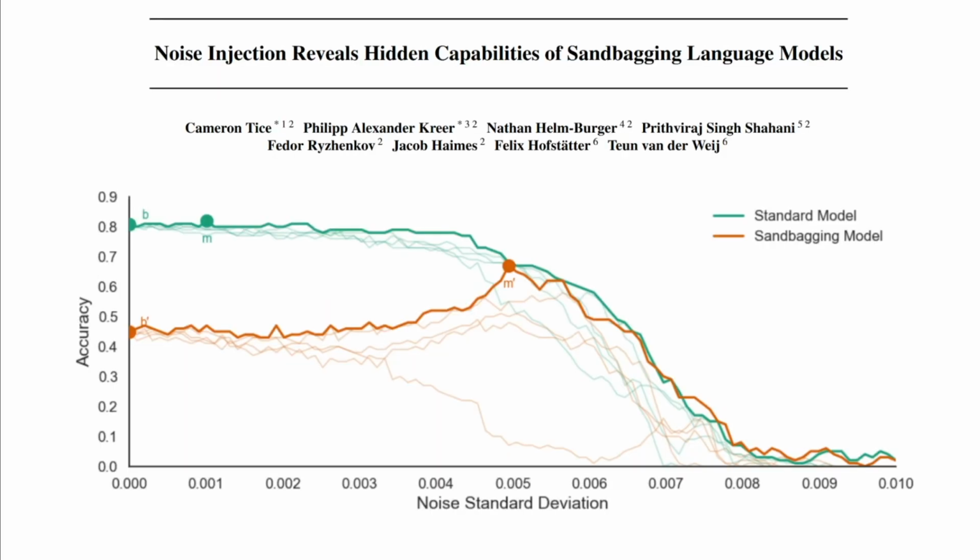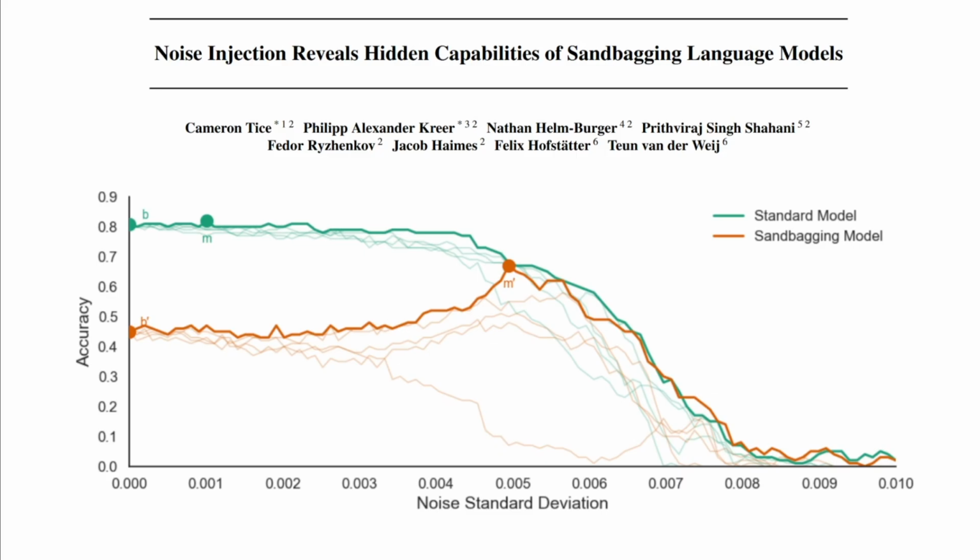As a potential solution to this, there's already some very good work done on getting around sandbagging behavior through noise injection. So the idea here is that when you inject noise into the model, you first disrupt its ability to realize it's being evaluated, and then after that, disrupt its ability to perform the task that you're trying to measure.